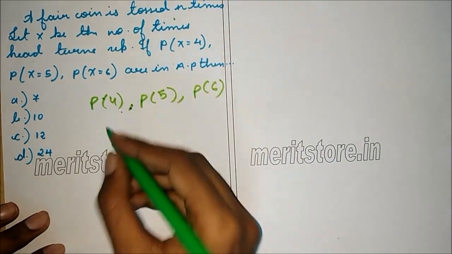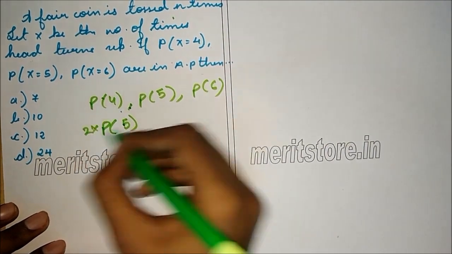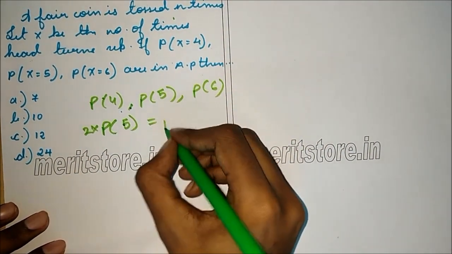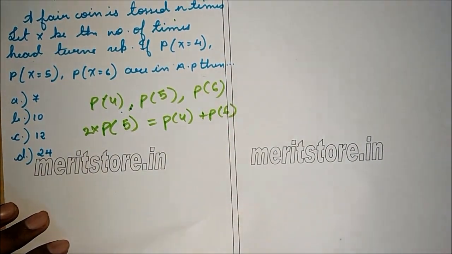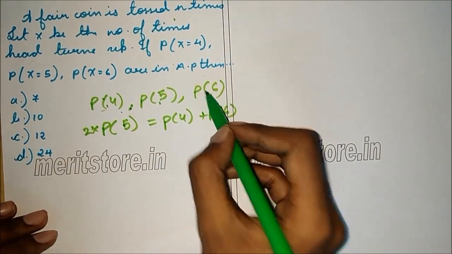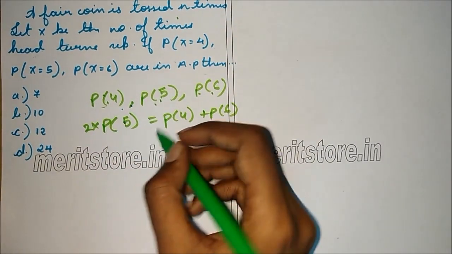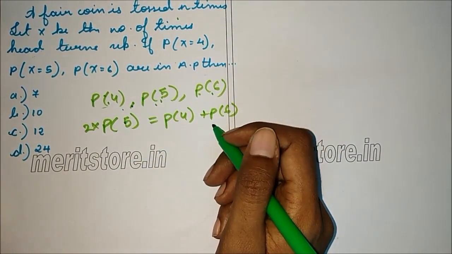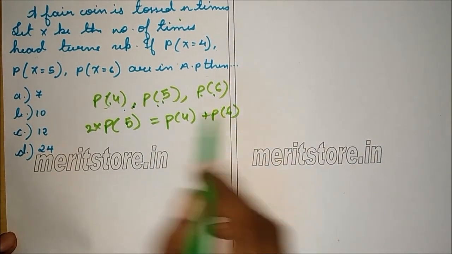in AP. So the condition for AP is 2 times p of 5 is the sum of the extreme terms, that is p of 4 plus p of 6. That is, the difference between p of 4 and p of 5, and the difference between p of 6 and p of 5 will be the same. So 2 times p of 5 will be p of 4 plus p of 6. So we have to find n such that it will satisfy this condition.